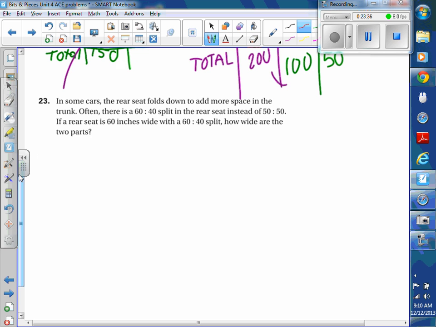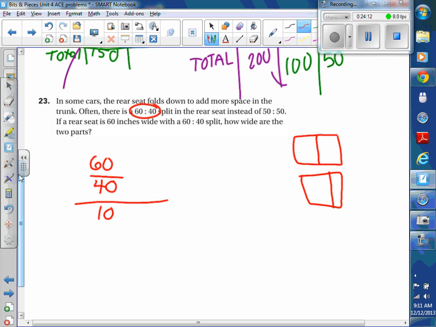This one: in some cars, the rear seats fold down. There was a picture in your book to go with this. Often there's a 60-40 split. Do you know what that means? In some cars the back seat divides in the middle, and in some cars the back seat divides like here. So exactly, this is a part to part, but together it makes a whole, so you need to have the whole there.